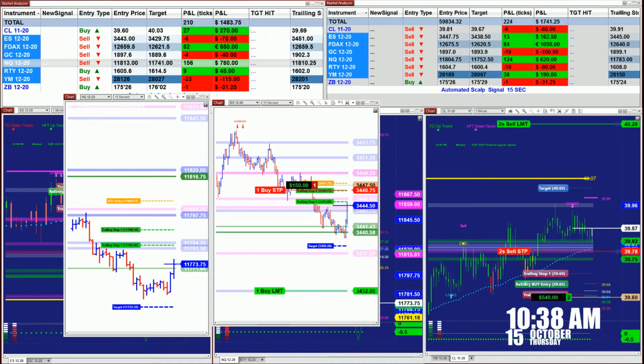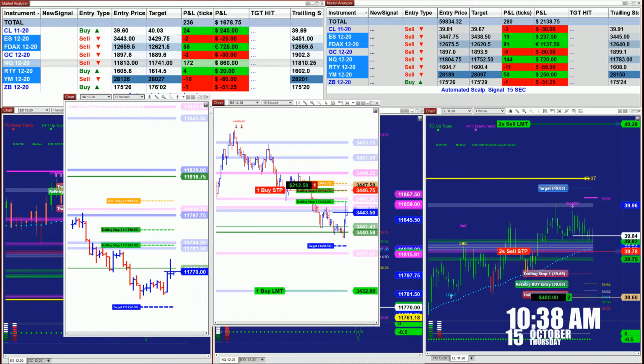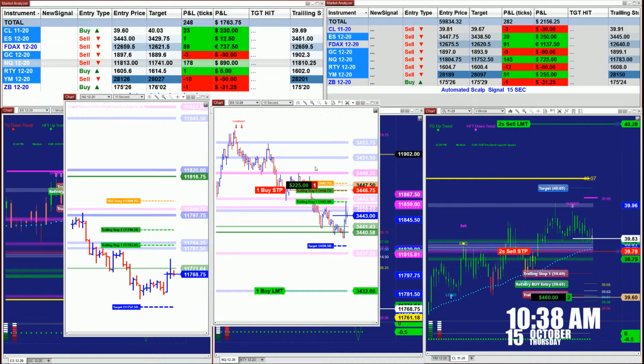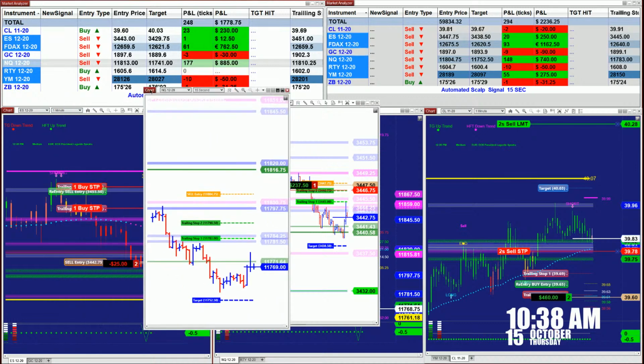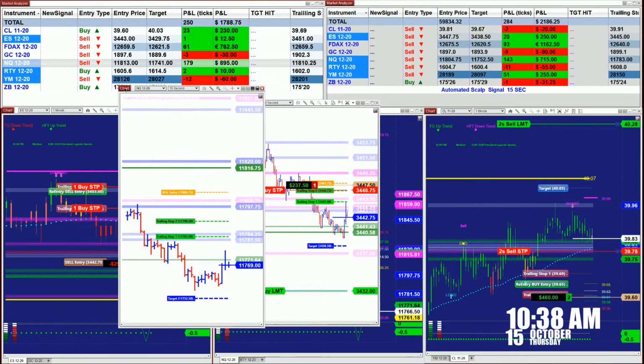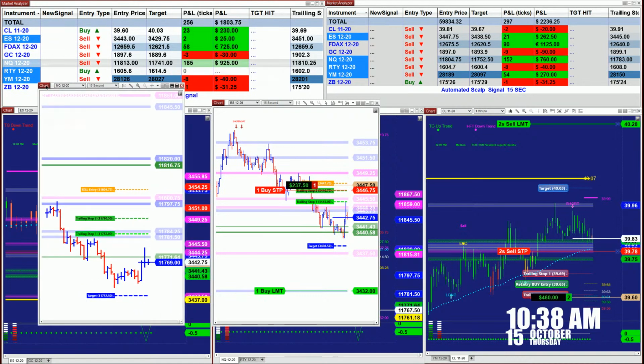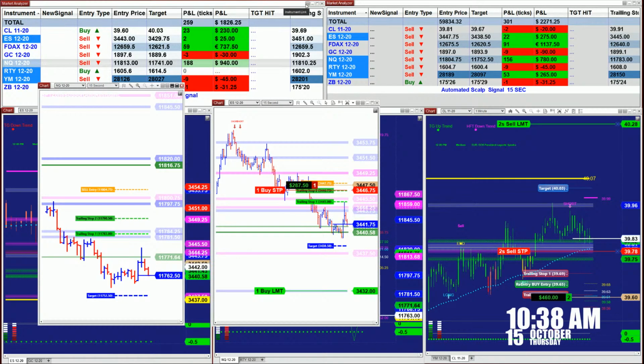Wow, this is a very sharp pullback, and I'm so glad we covered the Nasdaq, and we walked away with a profit. And this is very good. We still have one more trade on the ES, and then we will cover the TI7, what the TI7 has done for today.